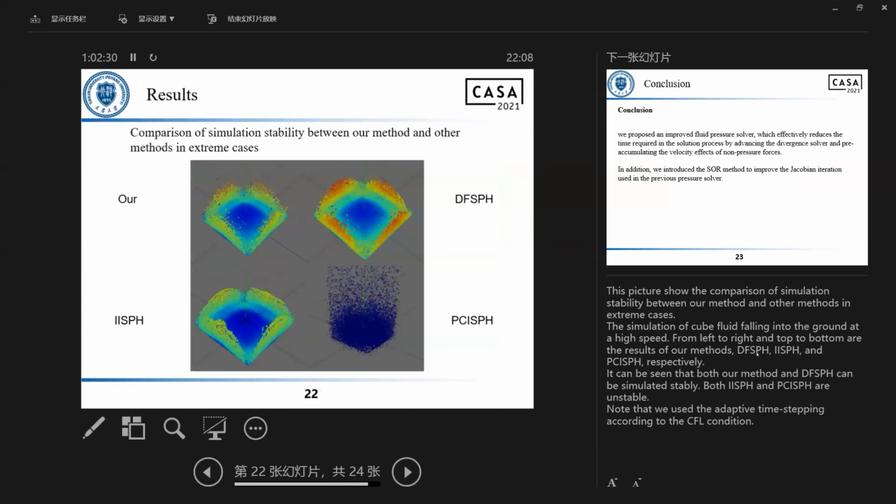This picture shows a comparison of simulation stability between our method and other methods in extreme cases. The simulation is of a cube of fluid falling onto the ground at a high speed. From left to right and top to bottom are the results of our method, DF-SPH, IISPH, and PCISPH, respectively. It can be seen that both our method and DF-SPH can be simulated stably. Both IISPH and PCISPH are unstable. Note that we use adaptive time stepping according to the CFL condition.